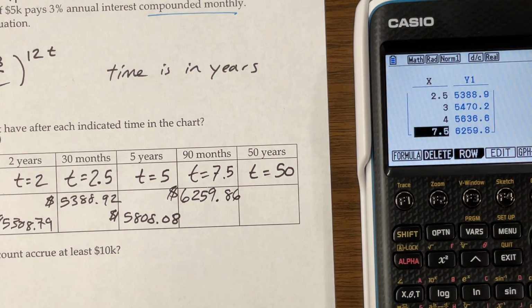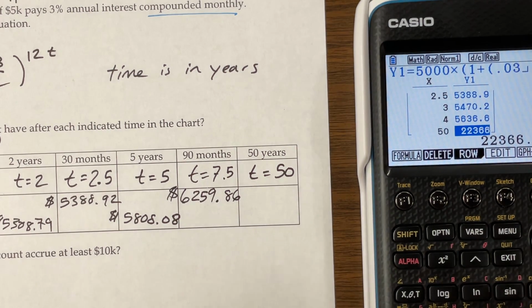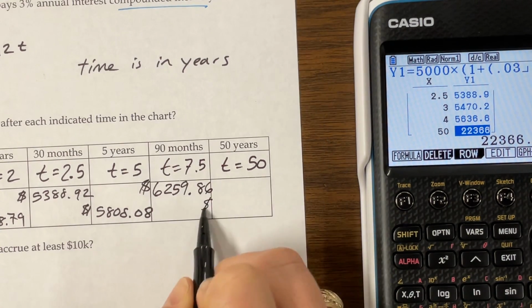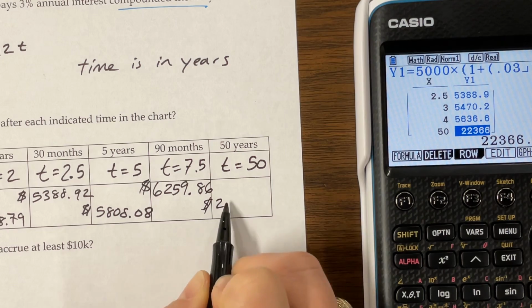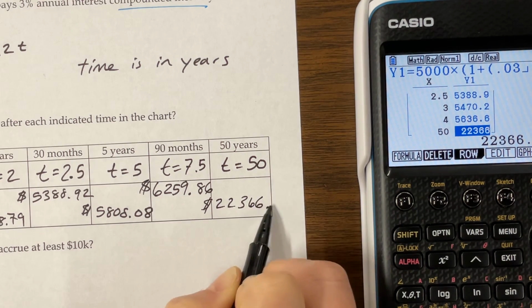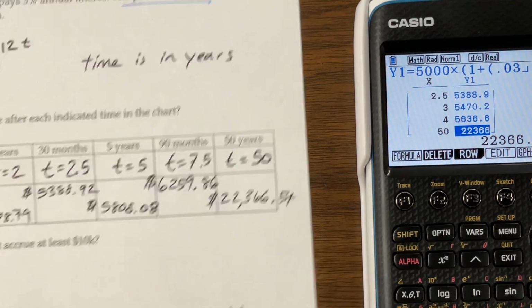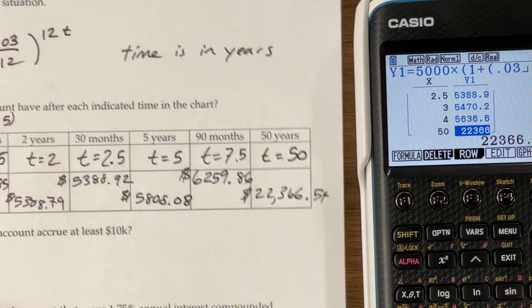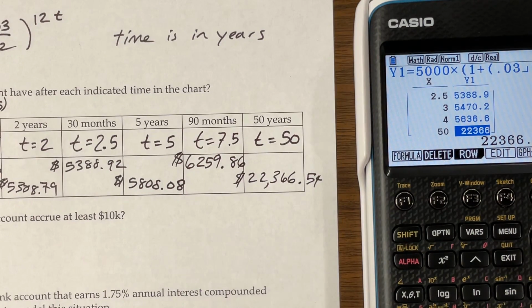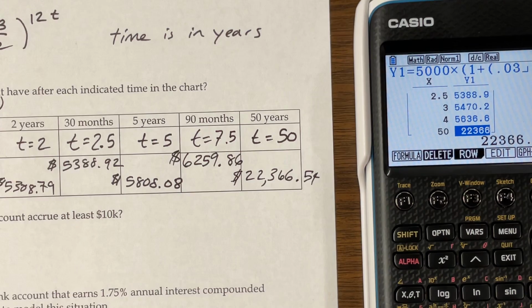And then 50. Okay, ooh, I've got some money now. So, I mean, I've had to wait a long time. 22366.54. So I've started at $5,000 and now I have $22,000. So your takeaway is invest early and often.